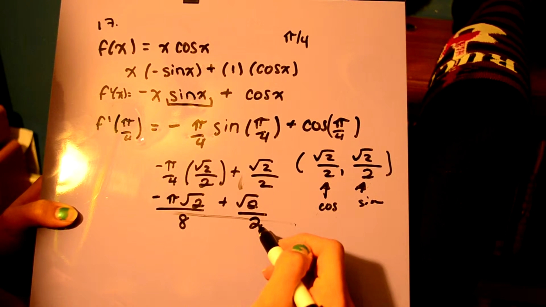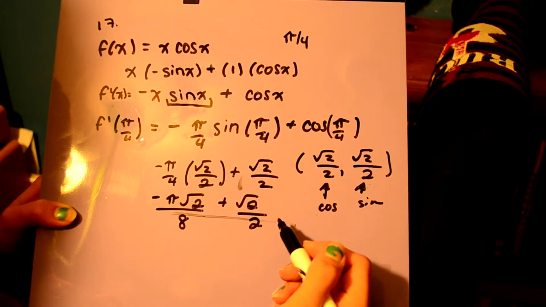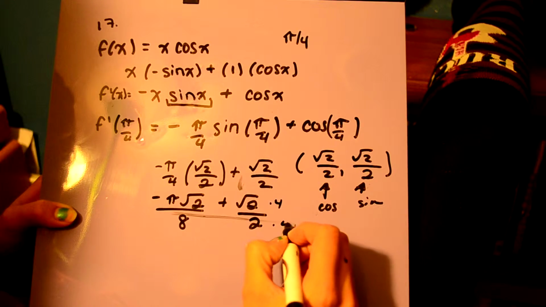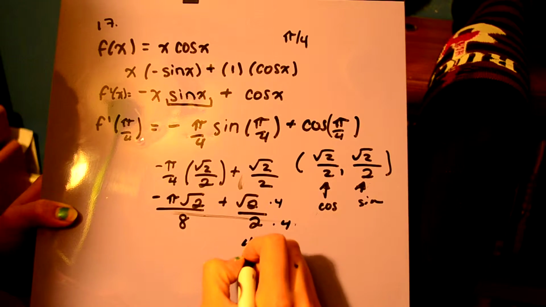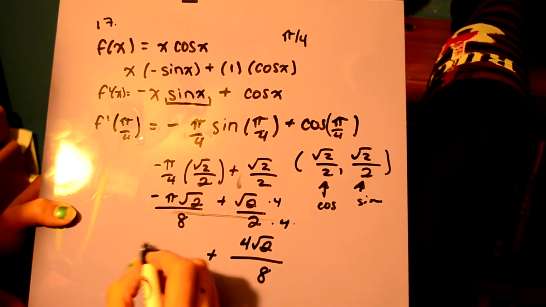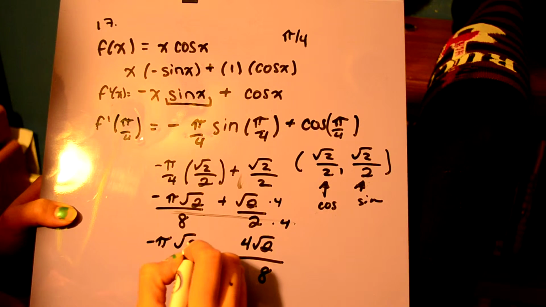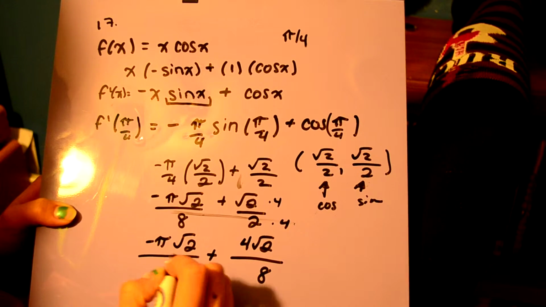So what can you do to the 2 to make it an 8? You multiply it by 4 on top and bottom. So you're going to multiply that by 4. And you're going to have 4 square root of 2 over 8. You're going to add that with negative pi square root of 2 over 8.